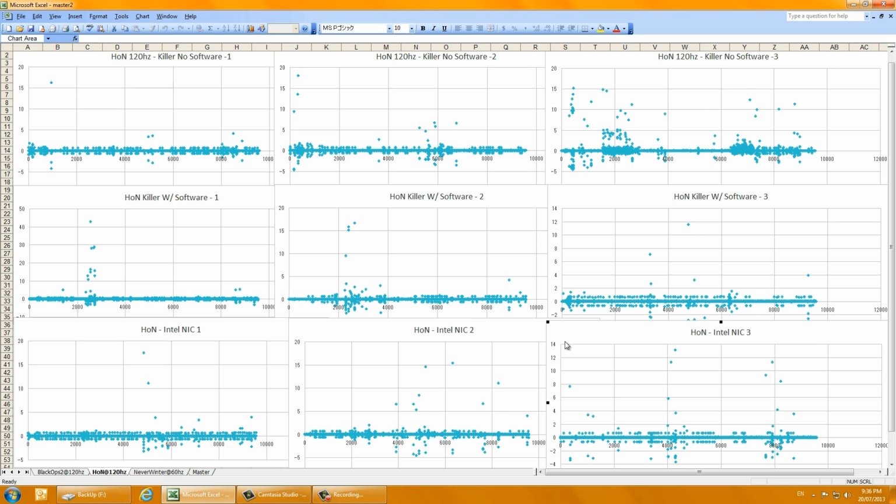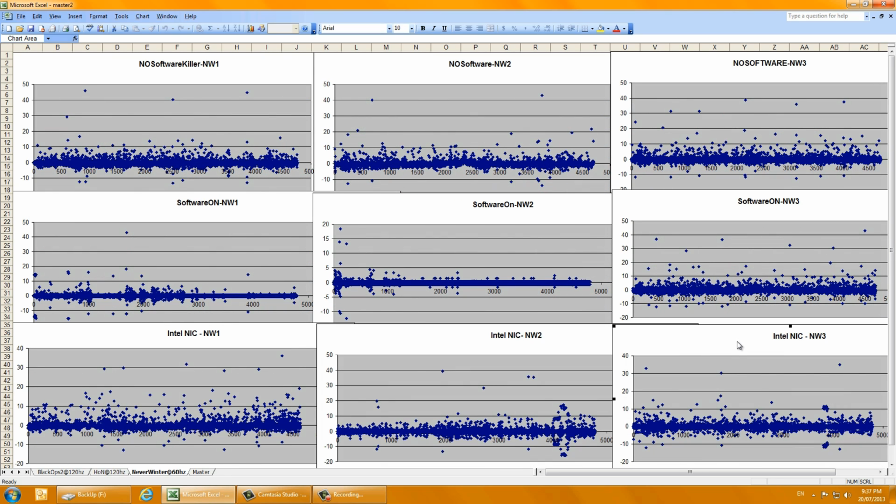The rest of the experience, though, was pretty smooth, and the Intel NIC performed solid. It was just a solid performer. As you see here, there were no big stutters sticking out. It did really well as well. So I'd say the victory here again goes to Killer with no software and the Intel NIC. Let's move on to the last test.